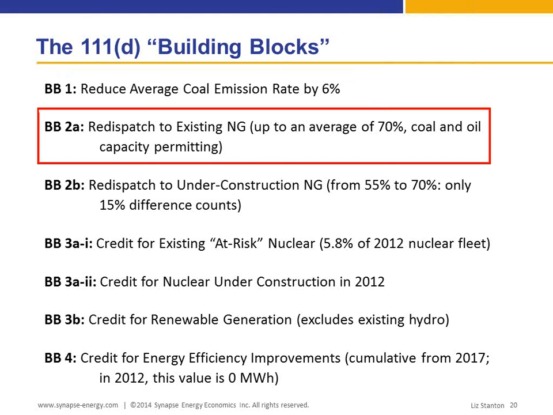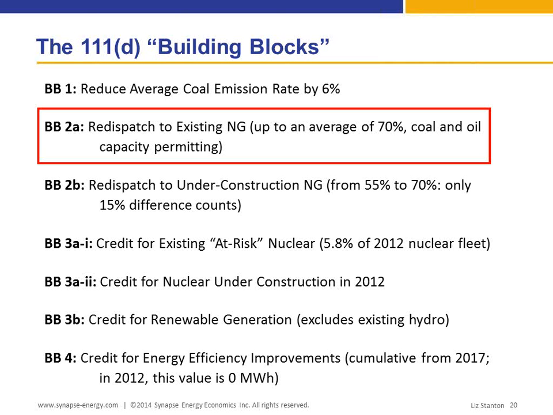The second building block, building block 2, has 2 different pieces, both having to do with redispatch of natural gas. The first is redispatch of existing natural gas. In most, even in all states, the average capacity factor, and again, that's how much a particular resource is actually being used out of its total capacity, if you used it all the time as much as possible, it would be 100%. Most capacity factors for all resources, and for natural gas certainly, are much, much lower than that. And so the idea with this one is, what sort of emission reduction would you achieve if you raise your natural gas CC capacity factor up to 70%?